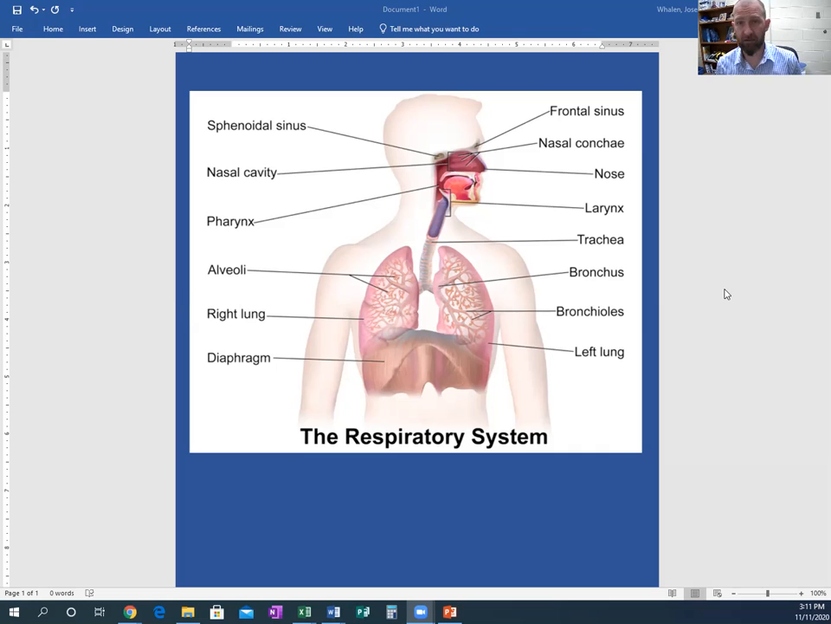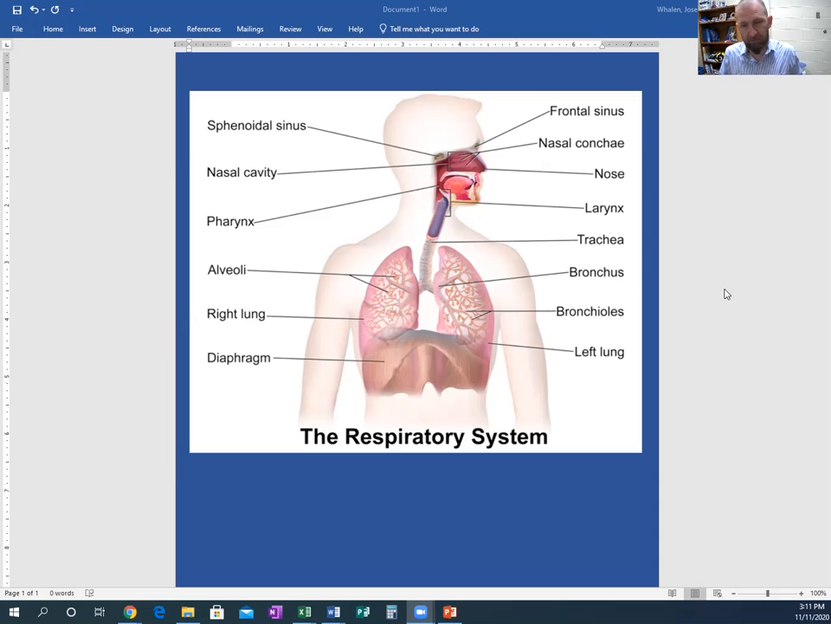Now, ventilation is the primary job, and that is bringing gases in all the way down to the alveoli and taking gases all the way from the alveoli to the outside world, getting rid of those. Inhalation is an active process. That means we have to use energy, we have to use our muscles to actually inhale. Exhalation is a passive process.